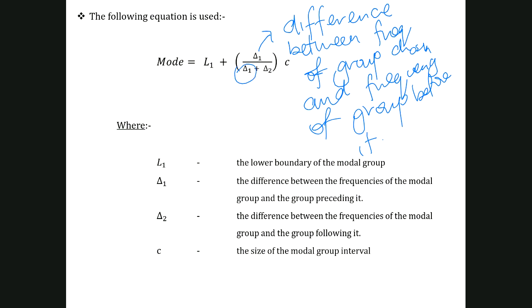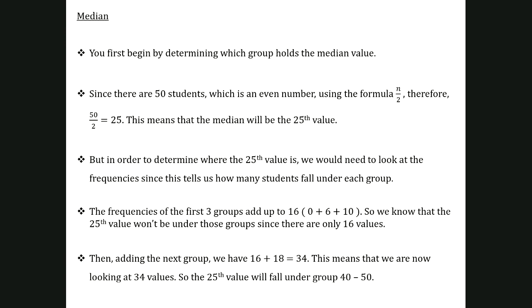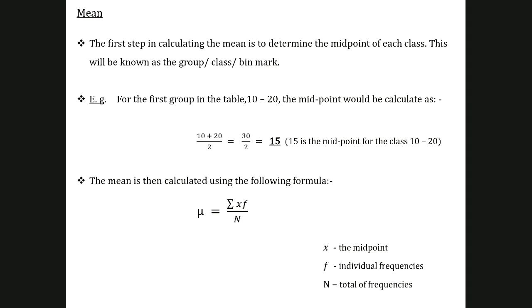And then the same is in the numerator, the first part of it, but then you add on the second difference, which is the difference between the group that we selected and the group after it. So you'll see in a minute when we do a calculation what we mean by that. And then you have the C value again, which is the same as it was in the previous calculation. It is the interval width or the size of the interval. So let's look at the data sets and I'll show you how to calculate the mode. Okay, so this is the information that will be given to you.